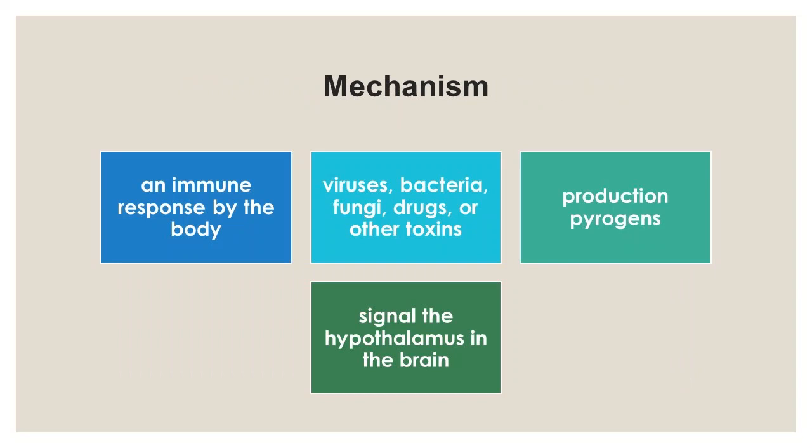How does fever occur? What is the mechanism behind the elevation of body temperature? Fever is the result of an immune response by the body to a foreign invader. These foreign invaders may be viruses, bacteria, fungi, drugs, or other toxins. They result in the production of fever-producing substances which are called pyrogens, and these trigger the body's immune response. Pyrogens signal the hypothalamus in the brain, where the temperature regulation center is located, to increase the body temperature set point in order to help the body fight off the infection.